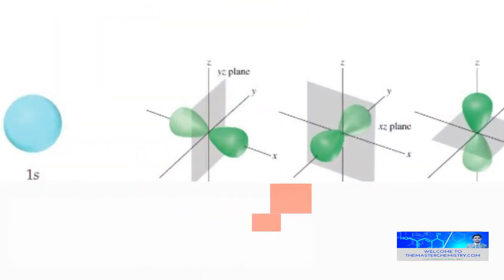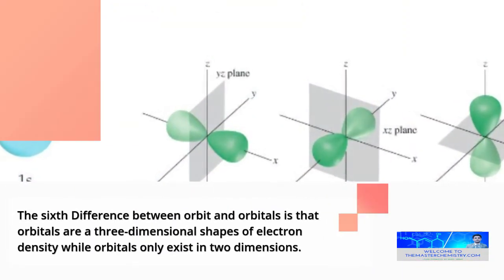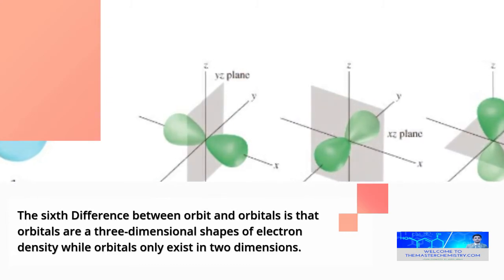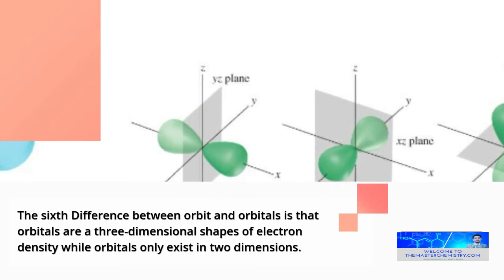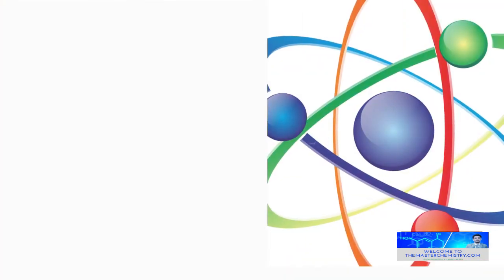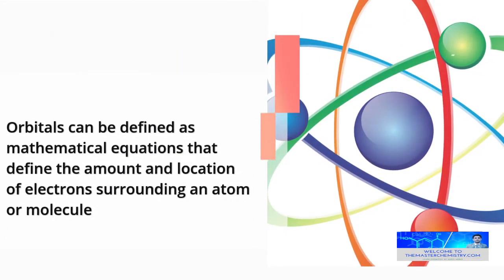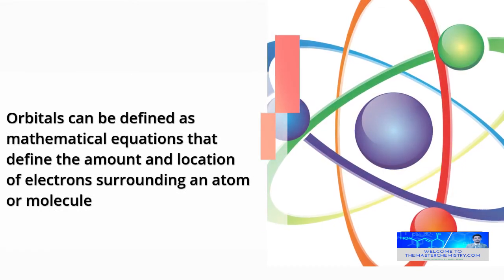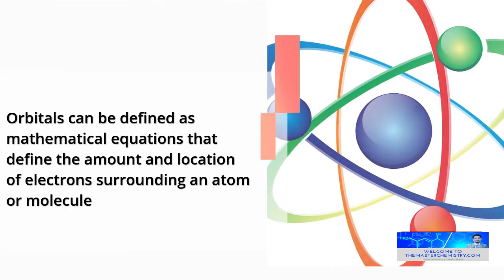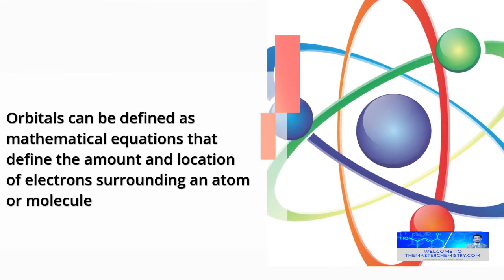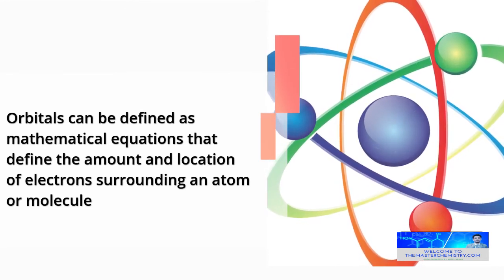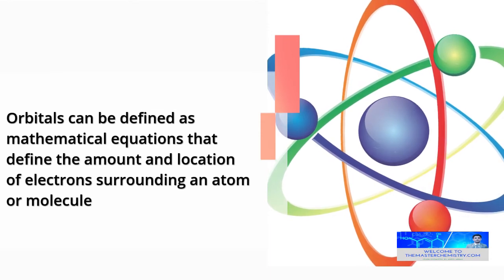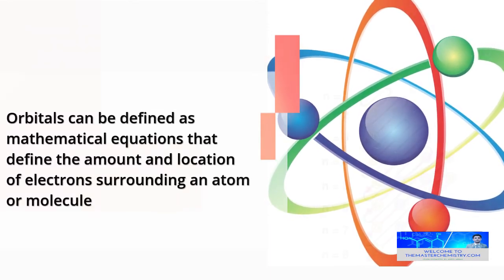The sixth difference between orbit and orbitals is that orbitals are three-dimensional shapes of electron density while orbits only exist in two dimensions. Orbitals can be defined as mathematical equations that define the amount and location of electrons surrounding an atom or molecule, whereas an orbit is where they're likely to be found at any given time. Orbitals have been described by scientists as probability clouds because they are constantly changing.